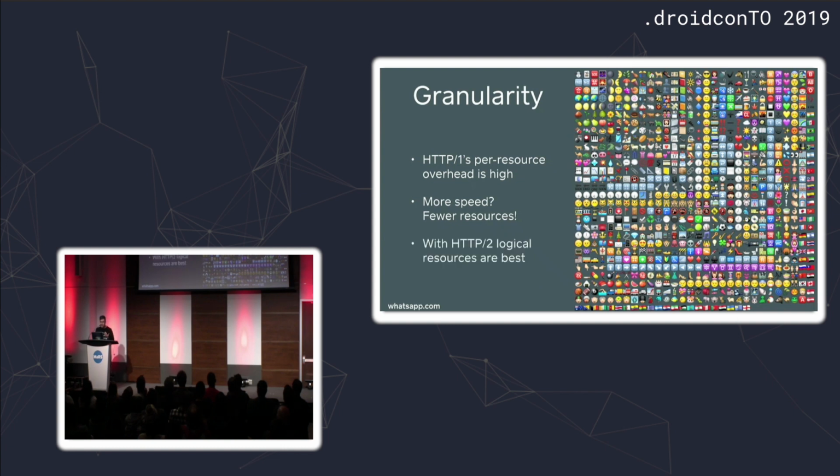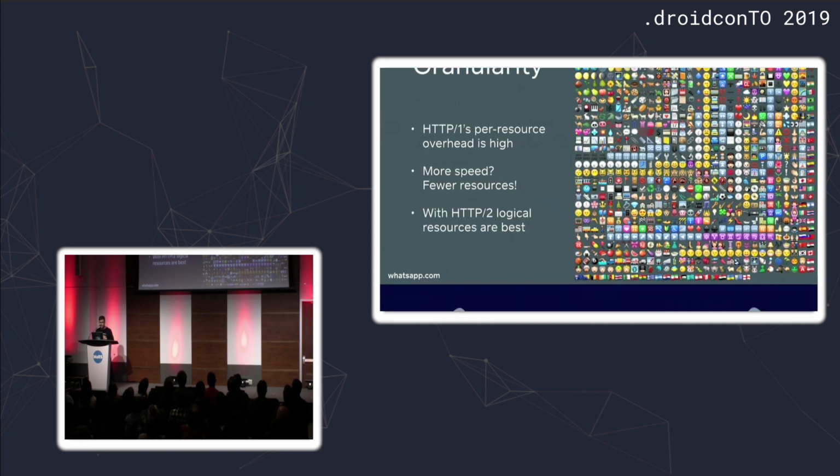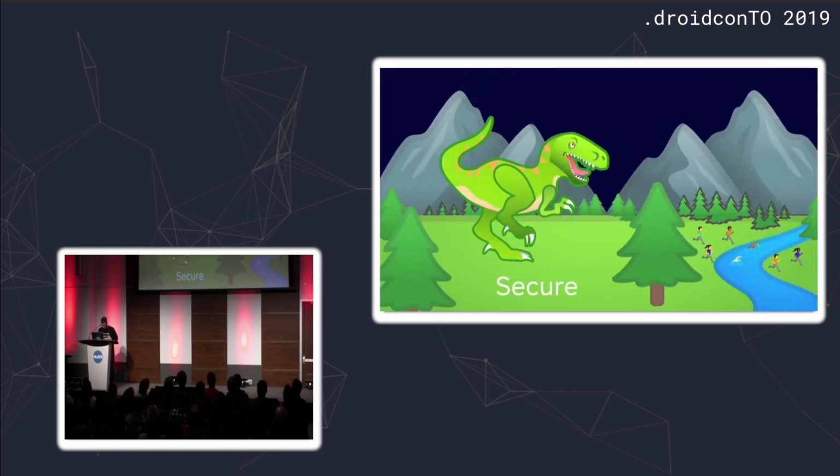Now that we live in the future, we have HTTP2, and we can just use logical resources, and HTTP2 will figure it out. The other thing that's really nice here is that with HTTP2, if we change the pixels of any one of these emojis, we invalidate just that one URL and not the entire sheet of them. Last thing is security.